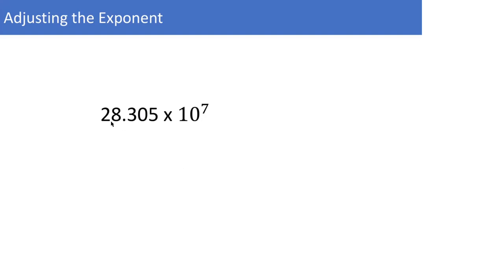So I have to divide this number by 10. And then I have to multiply this by 10, which means I add 1 to the 7 here. It gives me 2.8305 times 10 to the power 8.